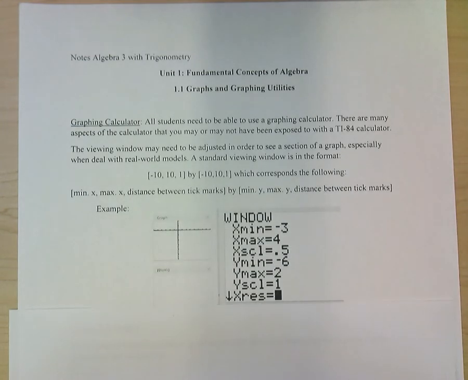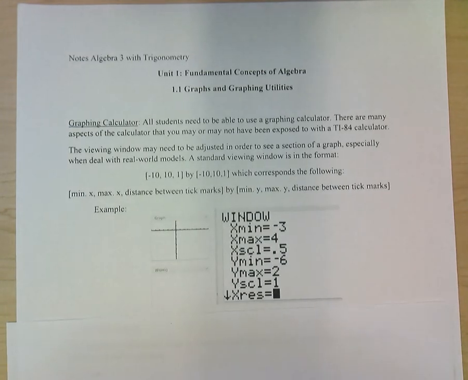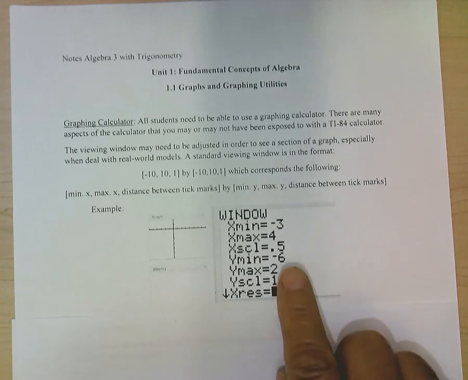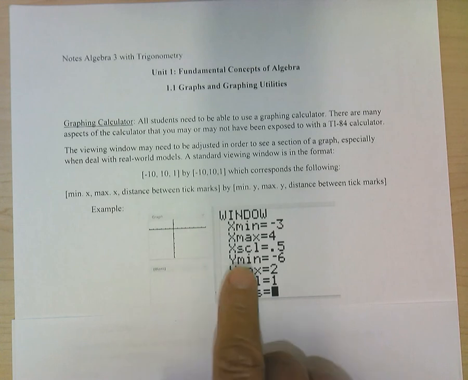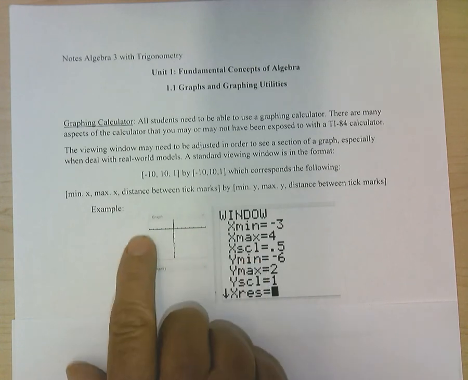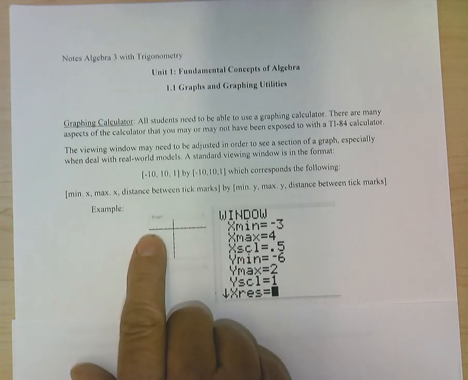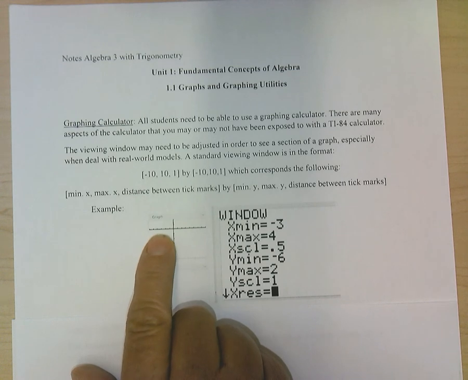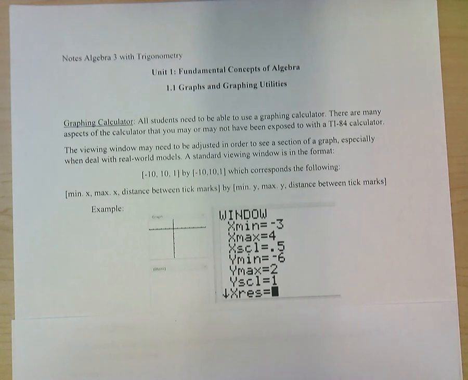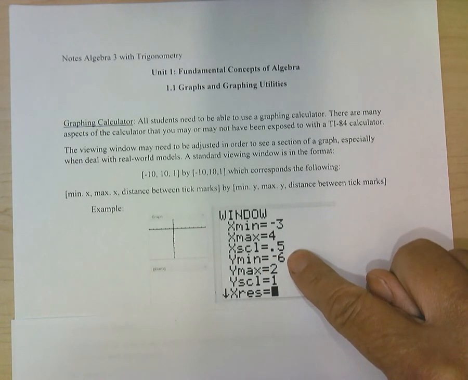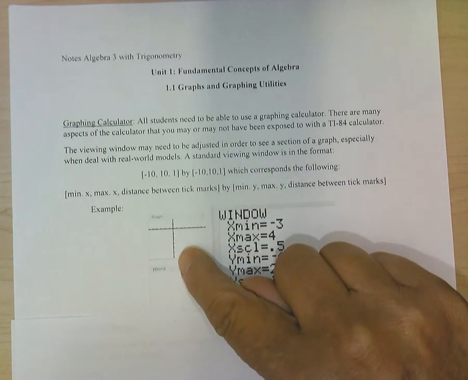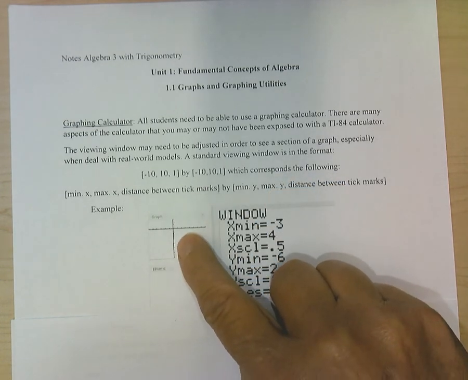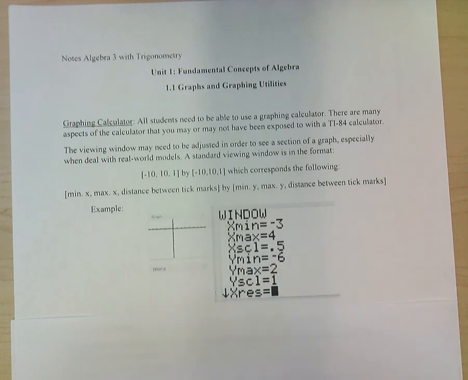So in this case, here's a screenshot of a graphing calculator that's going from -3 to 4. And each hash mark is 0.5. So this would be -3, -2.5, -2, -1.5, -1, -0.5, and 0. And then the scale, the y min, goes down to -6. It goes up to +2, and I'm counting by 1. So -6, -5, -4, -3, -2, -1, 0, 1, 2.